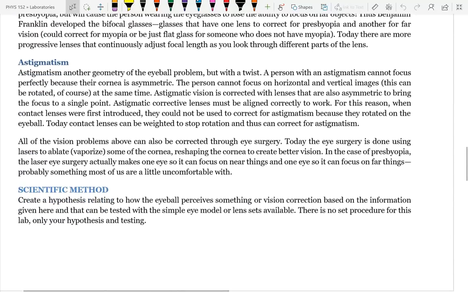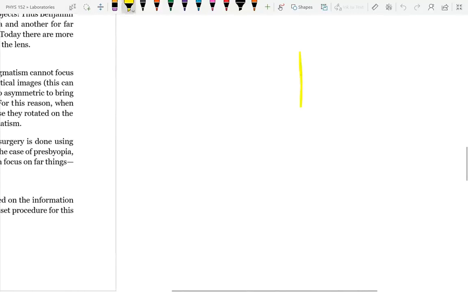Astigmatism. Astigmatism means that your eyeball is not symmetric. The cornea has a different curvature this way as compared to this way, which means that you can have vertical light focused at this distance, but horizontal light focused at this distance, which means you never have a great focus.